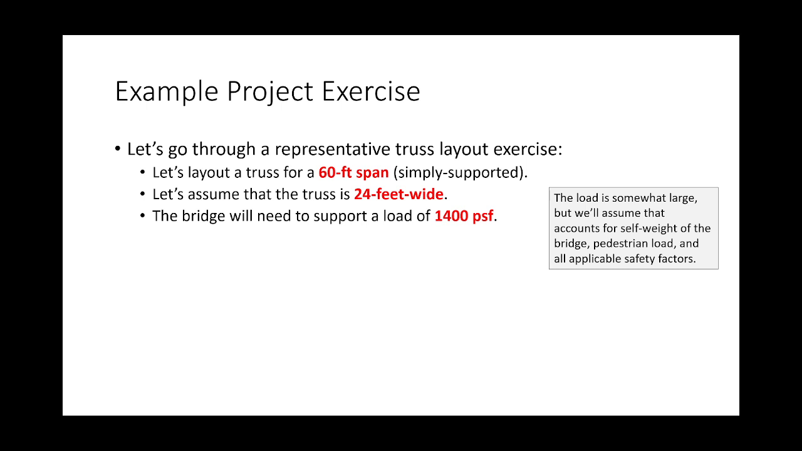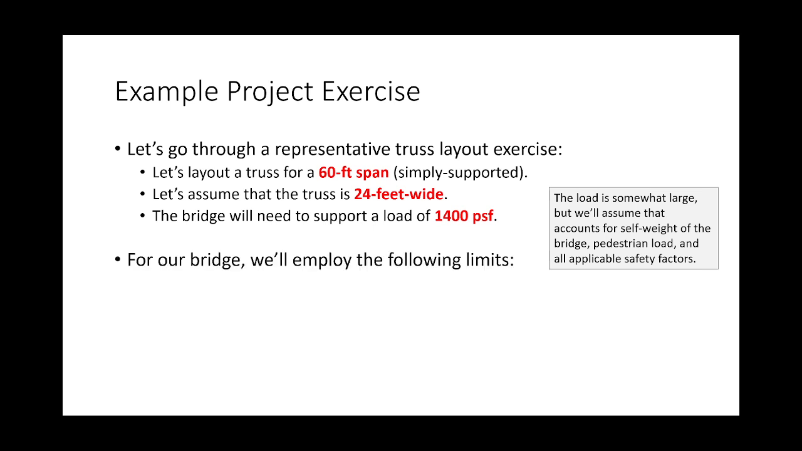Now, let's assume that the bridge will need to support a load of 1,400 pounds per square foot. That's a lot. Okay? But we're going to assume that that counts for the pedestrian load, the self-weight of the structure, and all the safety factors and all that stuff is built into it. So, again, it's kind of big, but we're going to assume all that stuff's taken into account. If you want to learn more about that, take me for steel design. I'll tell you all about it.